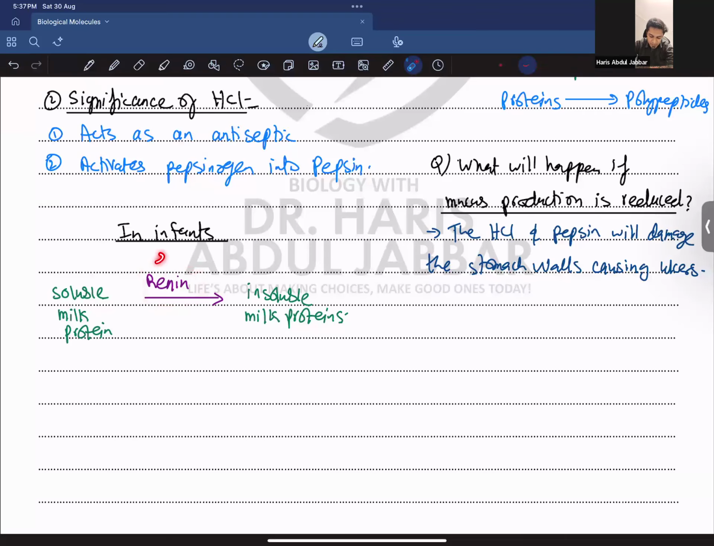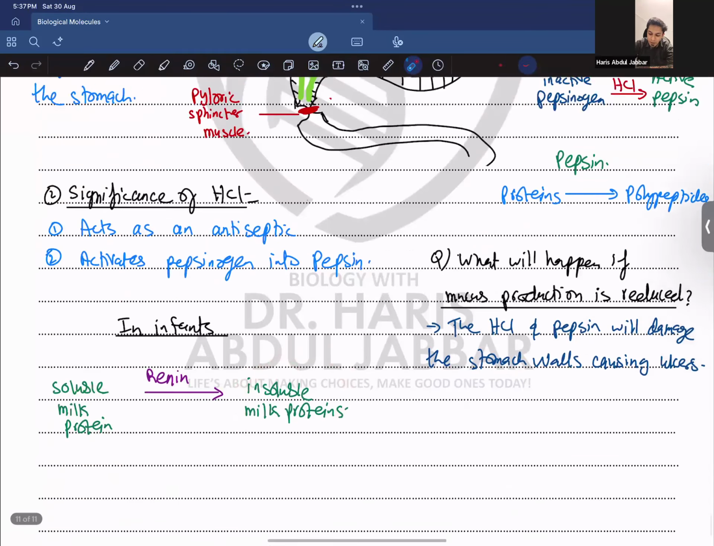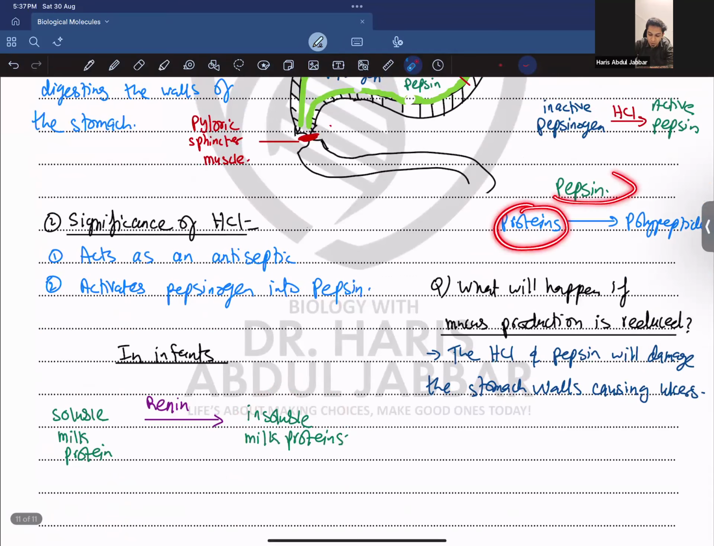Renin is an enzyme that converts soluble milk proteins into insoluble milk proteins. Who will break down those insoluble milk proteins? Pepsin, again into polypeptides. Do we get it?